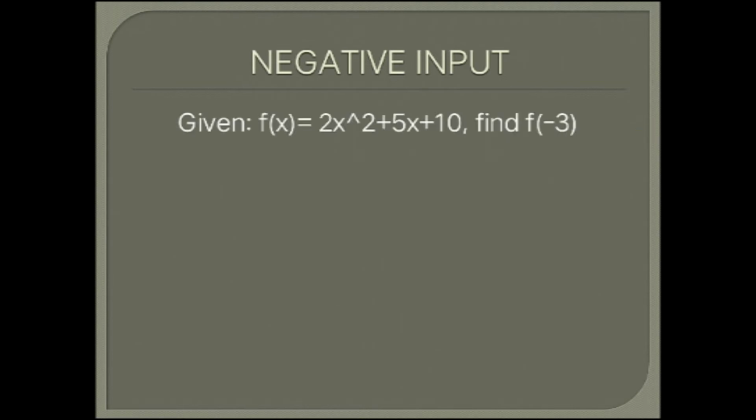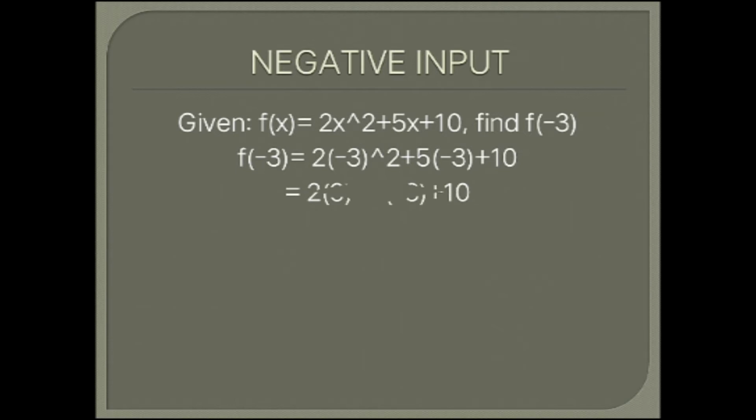Evaluating functions with negative input. Given f of x equals 2x squared plus 5x plus 10. Find f of negative 3. Now, if you have a negative 3 input, then you have to substitute all the x's with negative 3. So the given will be f of negative 3 equals 2 times negative 3 squared plus 5 times negative 3 plus 10. Then we have to solve.